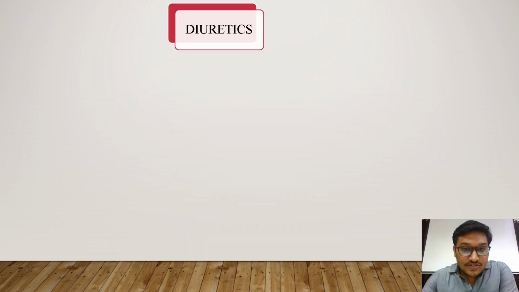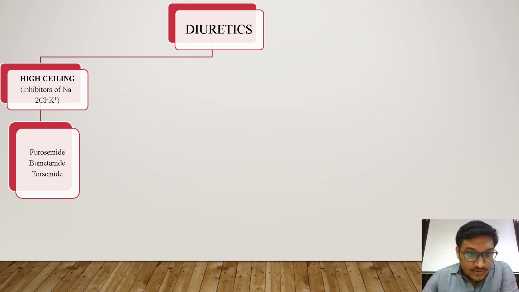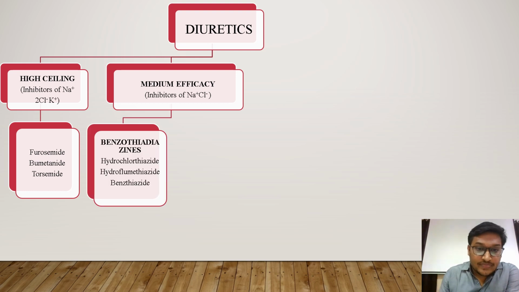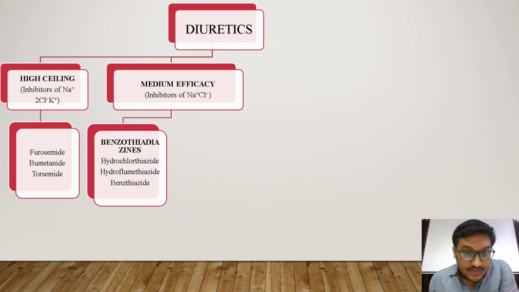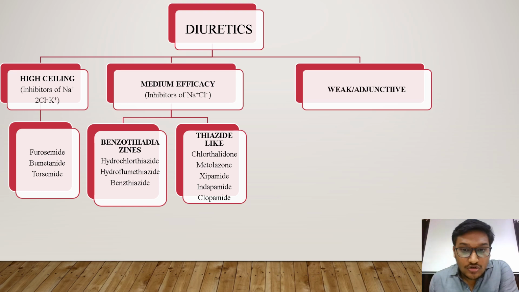Next, coming to the classification of diuretics, the first class is high ceiling diuretics, which act on the sodium, potassium and 2-chloride symporters. The drugs are furosemide, bumetanide and torsemide. Next, the medium efficacy diuretics, which inhibit the sodium chloride symporter, are the benzothiazides, for example hydrochlorothiazide, hydroflumethiazide and benzthiazide. Next, the thiazide-like diuretics such as chlorthalidone, metolazone, xipamide, indapamide and clopamide.